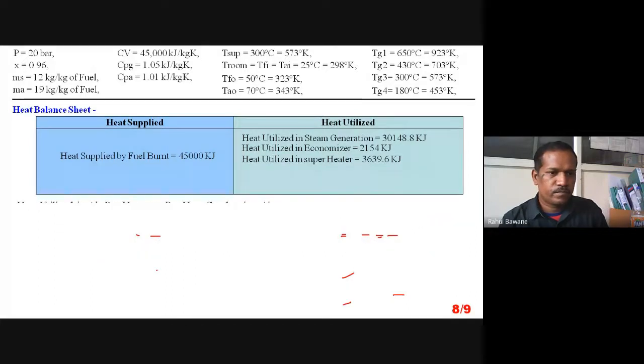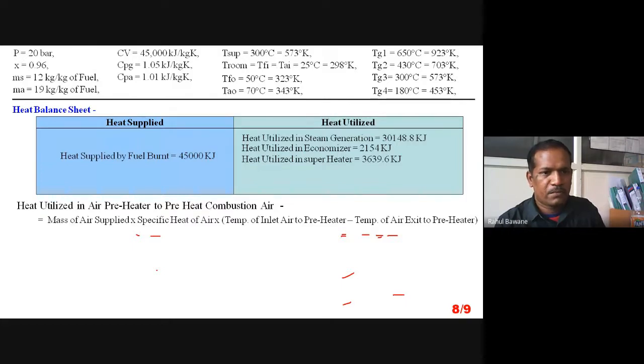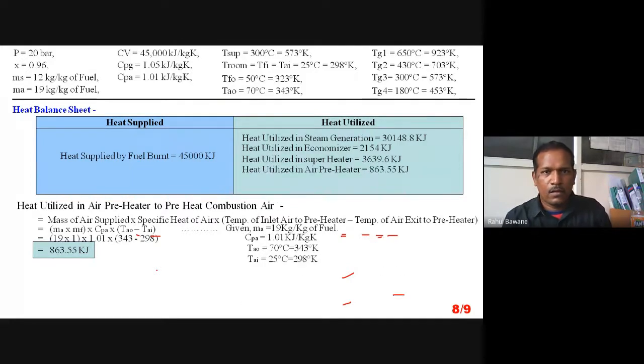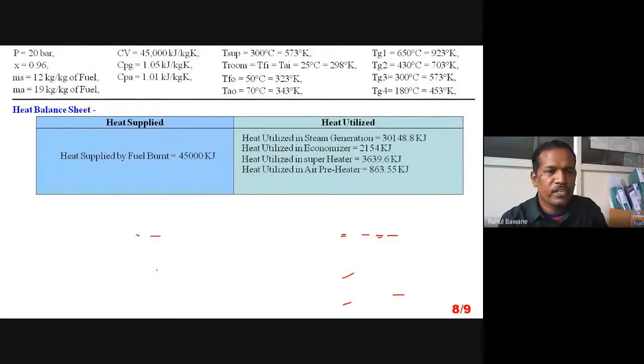Next head is heat utilized in air preheater. So mass of air supplied, specific heat of air, that is Cp, and temperature change of that air in air preheater. So we know Cp is given, TAO is given, TAI is given. So we are able to calculate total heat utilized in air preheater is 863.55. Now we observe that there is no data regarding moisture, mass of moisture. So no need to calculate separate heat utilized in moisture.